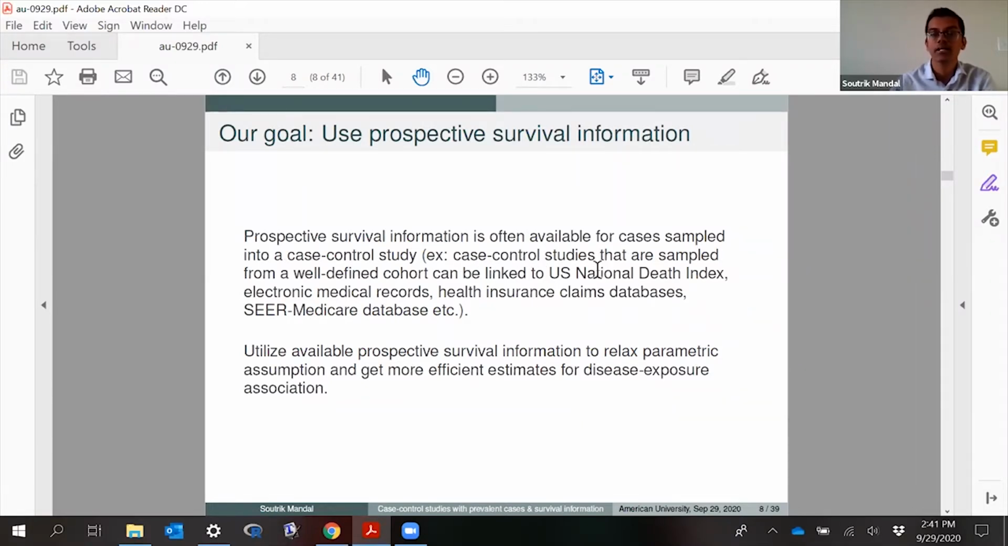Case control studies that are sampled from a well-defined cohort can be linked to the US National Death Index, electronic medical records, health insurance claims, the SEER Medicare database, etc., to get the prospective information. So how long did the subject survive after disease diagnosis? That information is often available. And our goal is to utilize this information to relax the parametric assumption and hopefully get more efficient estimates for disease exposure association.